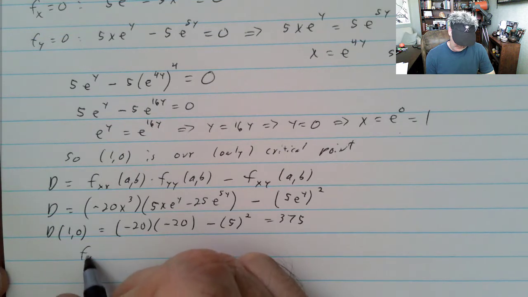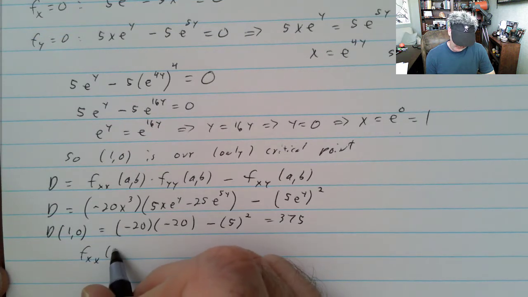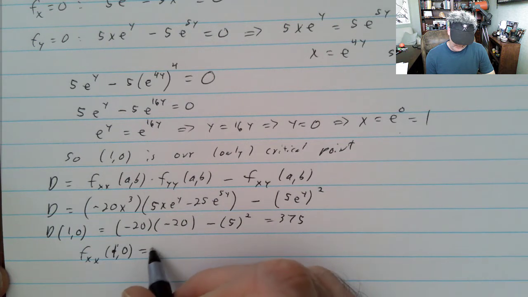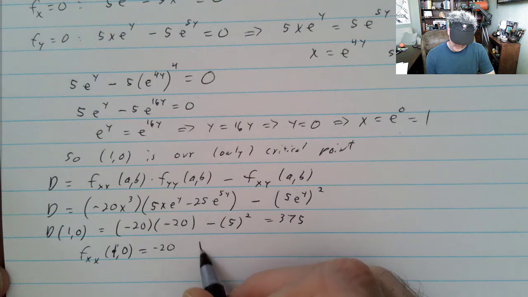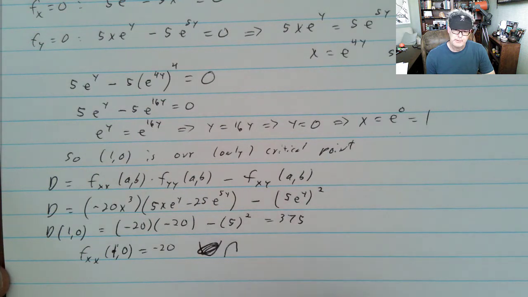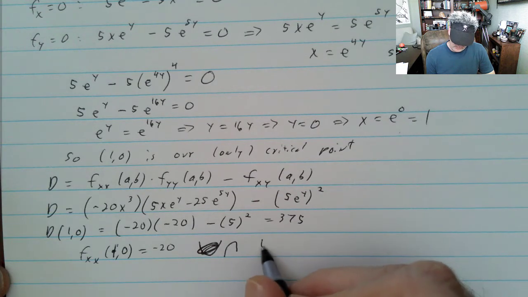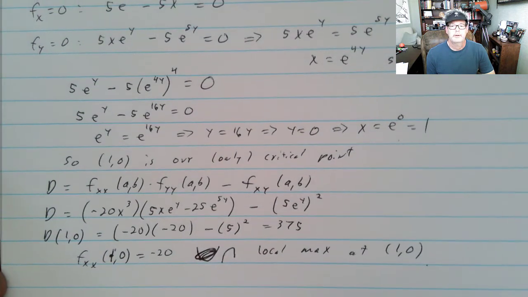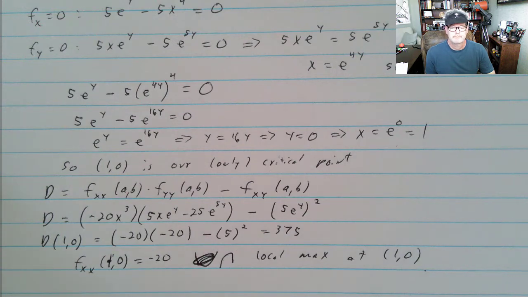Again, the second derivative we see right above, at (1, 0) is going to be negative 20, so that means we're concave up. That means we're concave down, I mean. And so we have a local max at our only critical point. So it doesn't seem like anything too interesting yet.